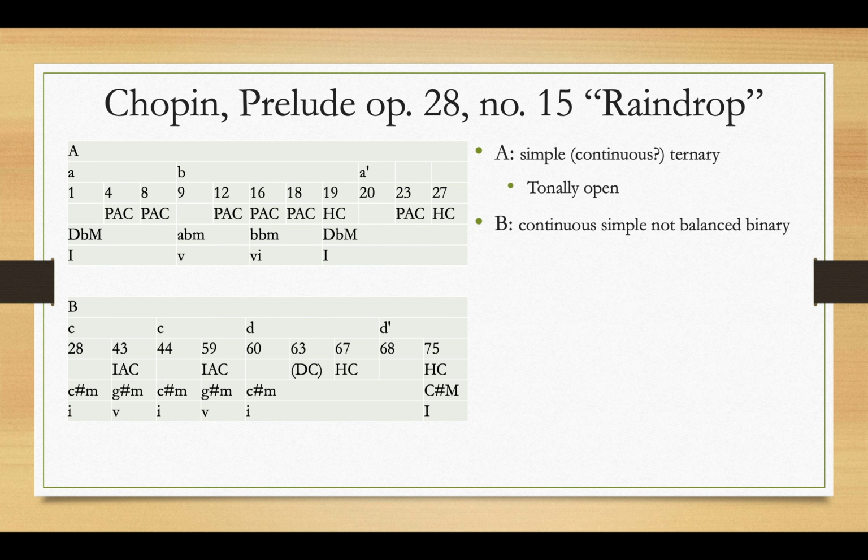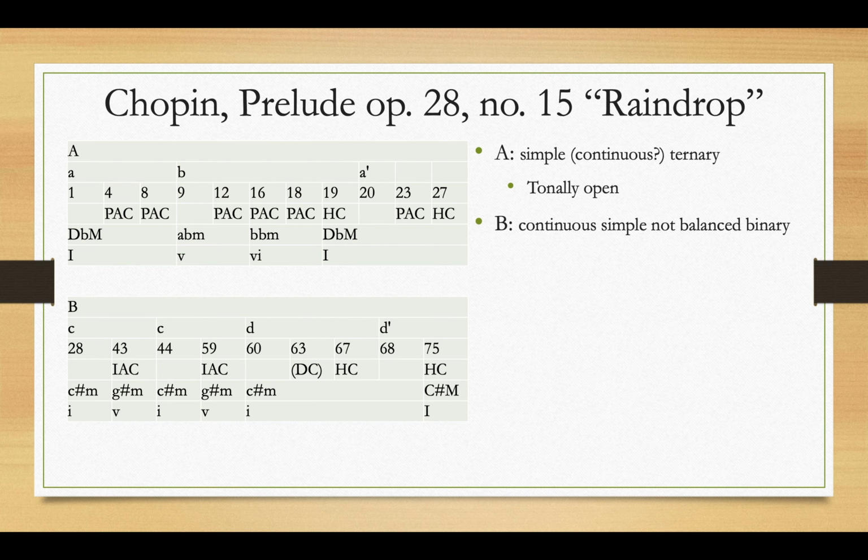Now let's consider the B section. The B section is a continuous, simple, not balanced binary form. It's not obvious that it is a binary form from just looking at the score at first glance, because the individual sections of the binary form are written out rather than just flanked by repeat signs. So as you can see on the form diagram, there's a small section C that is immediately repeated. That repeat is pretty literal. Chopin could have used repeat signs if he had wished to.